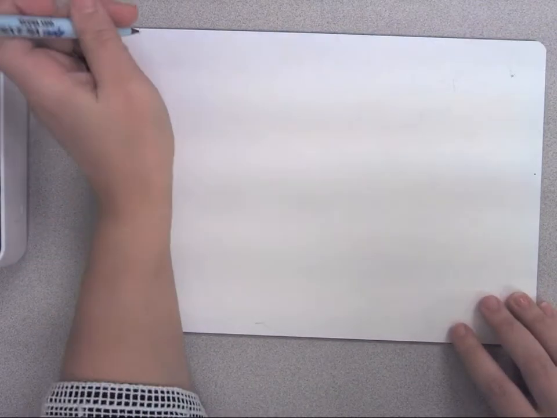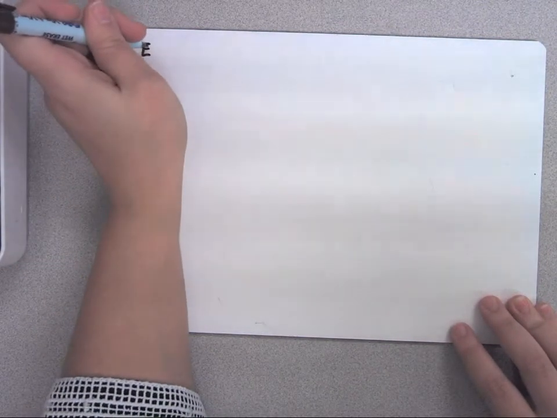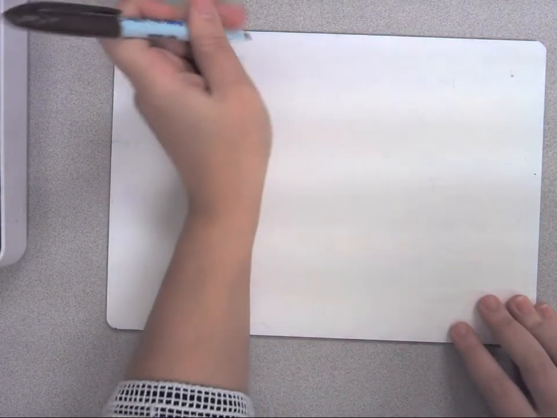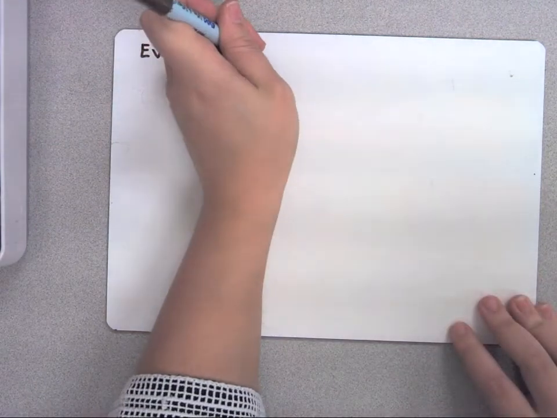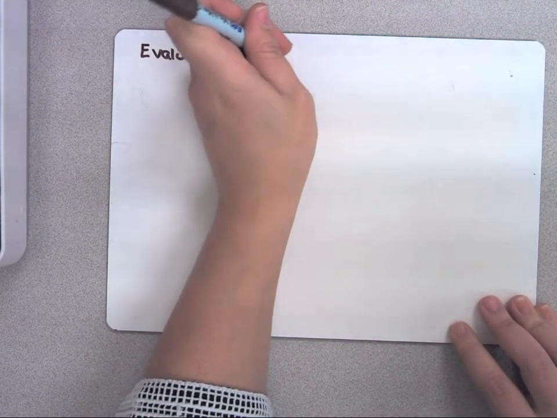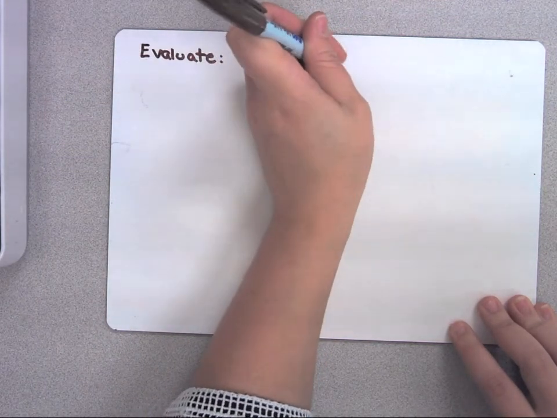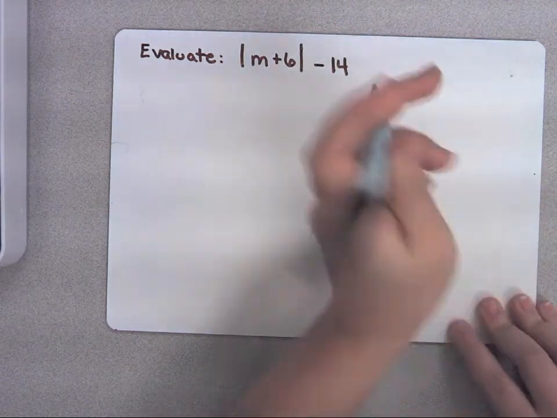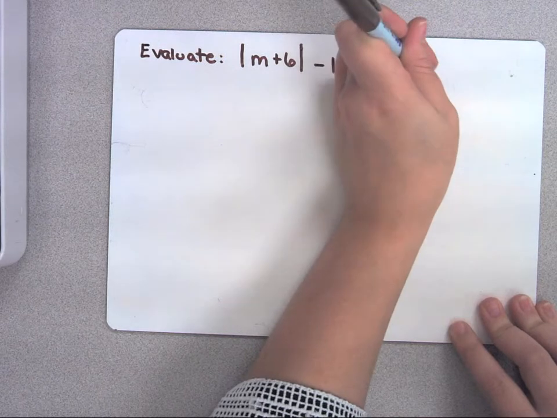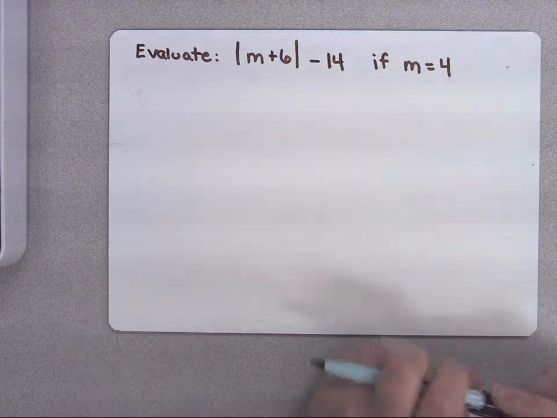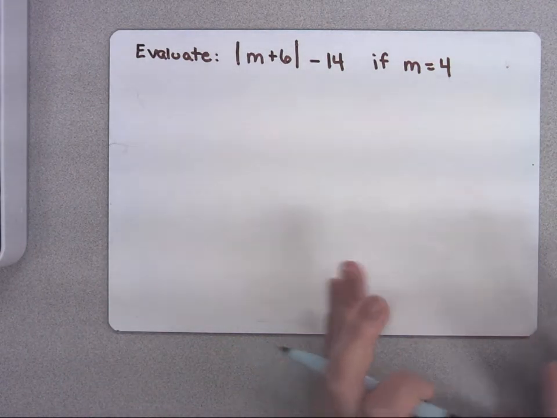We'll flip her over. This is kind of how they look. It'll say evaluate. This is how the problem will be stated. Evaluate. And then this is the problem they'll give you. Absolute value of m plus 6. Close your absolute value. Make it nice and long. And then it says minus 14. After that, it says if m equals 4. So you see the problem, and then you see m equals 4.